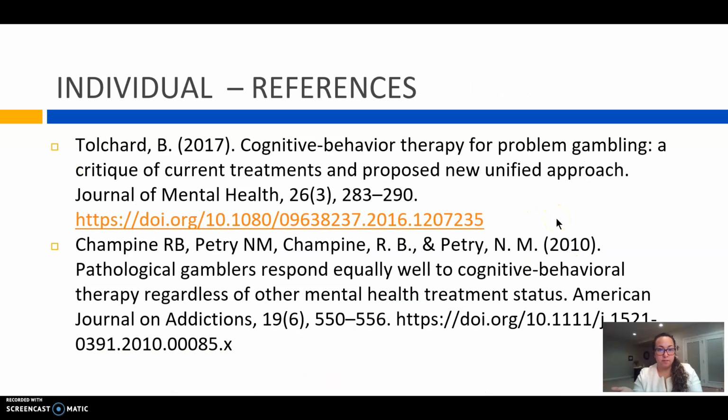And then these are my references to the two studies that I used. So thanks for listening in, guys. I feel like I learned a lot about the nature of gambling, and this would be the recommended treatment for somebody with gambling addiction, even if they have a mental health issue like our person did that we talked about in this study. So thanks for listening in. I appreciate it.